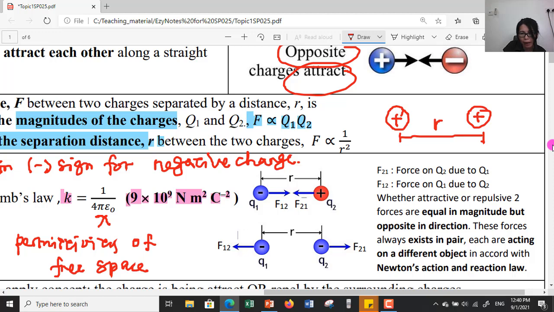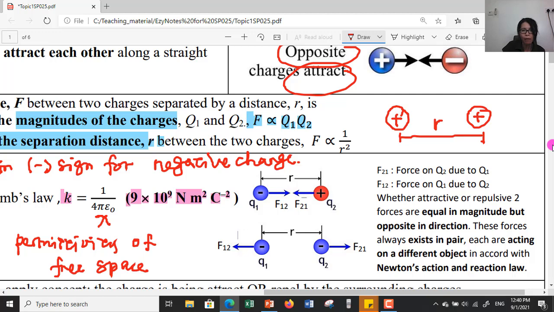Kita denote sebagai F21. So, class, bear in mind, whether it's attractive force or repulsive force between two charges, they are always equal in magnitude, but point in opposite direction. Okay, so it means that the magnitude of F12 is always equal to the magnitude of F21.